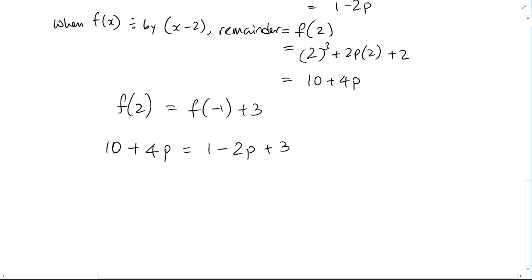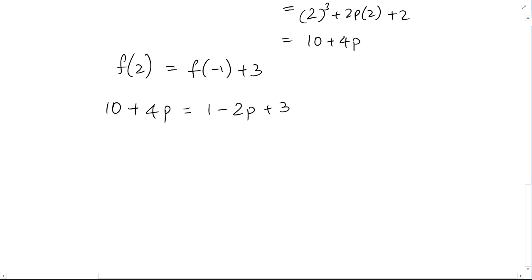One equation, one unknown. Can solve or not? Yes. Surely you can. So 6p equals 4 minus 10, which is negative 6. p equals negative 1. Is it correct, Kevin? Is that the correct answer?